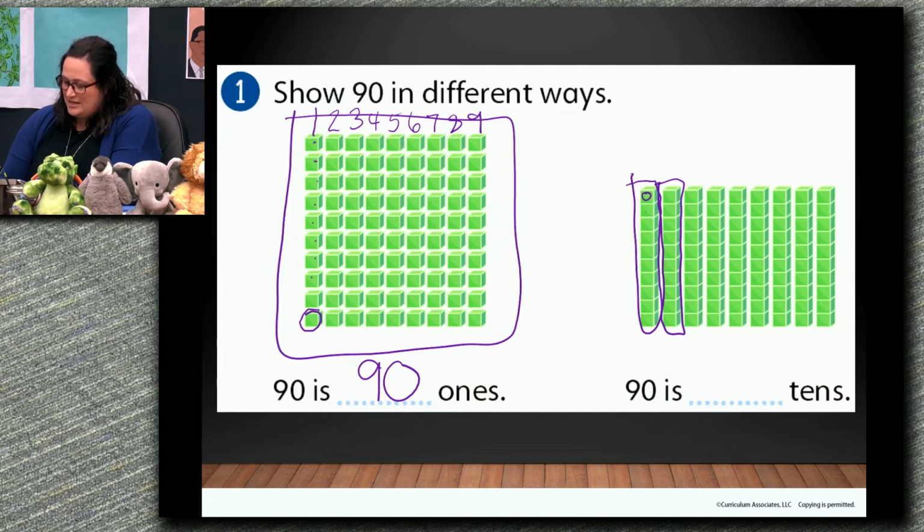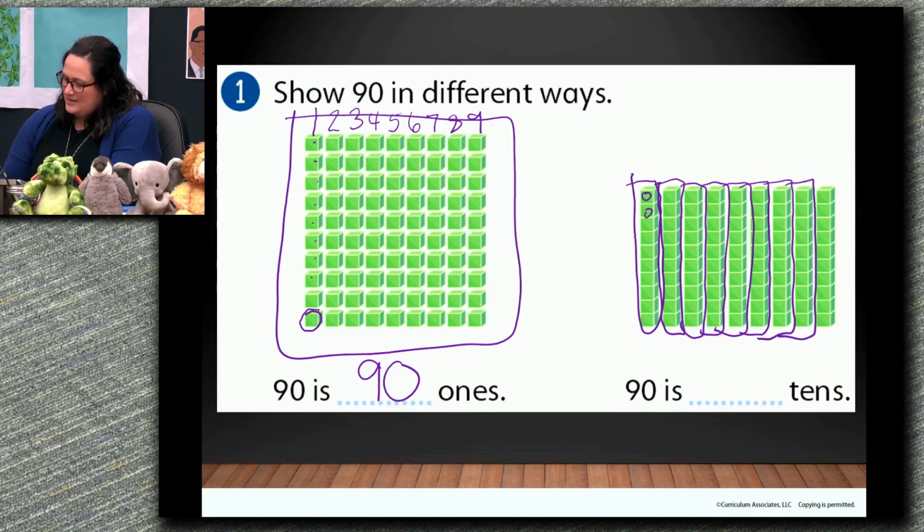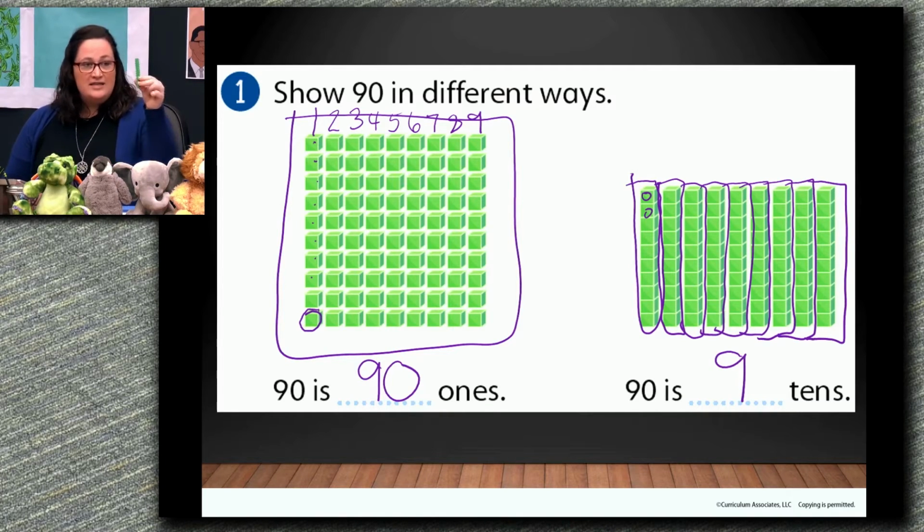If we were counting, these are ones. 3, 4, 5, 6, 7, 8, 9. How many 10 sticks is 90? How many sticks were there? 9. 90 is 9 tens. It's 9 of these sticks. Not 90 of them. It's 90 of these little tiny squares. 9 of these sticks.